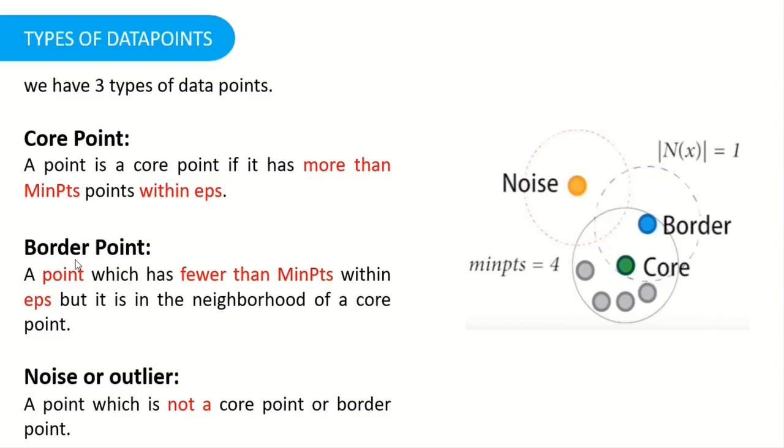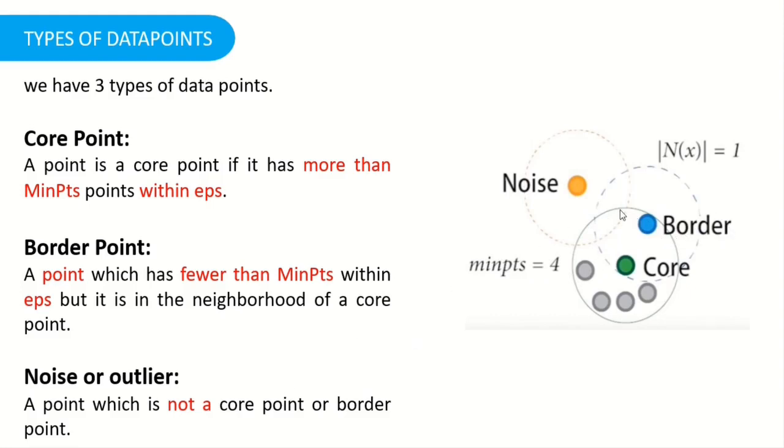But then what is a border point? A point which has fewer than the min points within its epsilon range, but is in the neighborhood of a core point, is a border point. So here consider this blue point. It is in the neighborhood of the core point, but when we consider its epsilon value, it doesn't satisfy the minimum points criteria, and hence it's a border point.